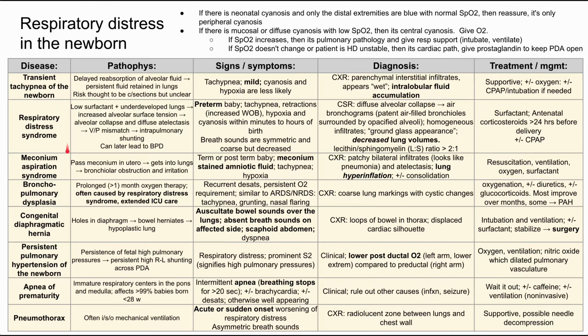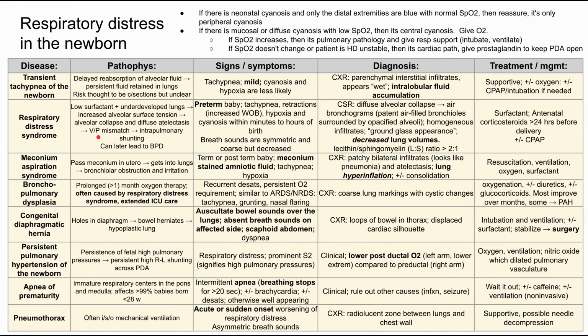This is a combination of two problems. You have low surfactant, oftentimes from preterm babies, and underdeveloped lungs. Because of these two problems, you have increased alveolar surface tension. The alveoli cannot keep themselves open. Remember, because of the forces between water molecules, it's difficult to do that in the absence of surfactant. So the alveoli collapse and you have diffuse atelectasis, which we'll talk about on x-ray in a second.